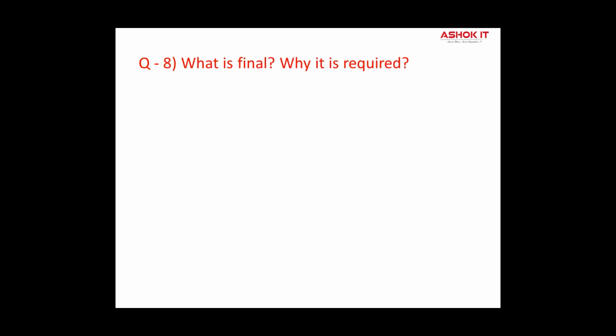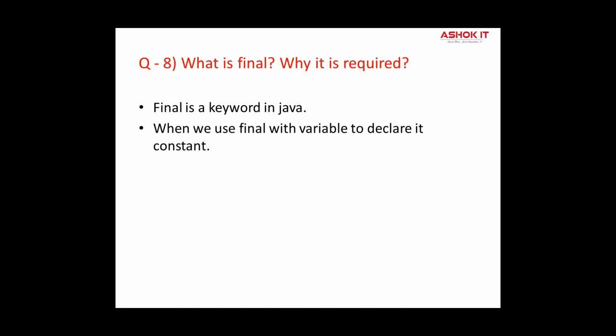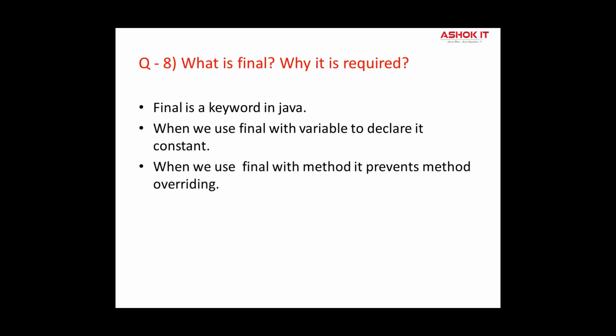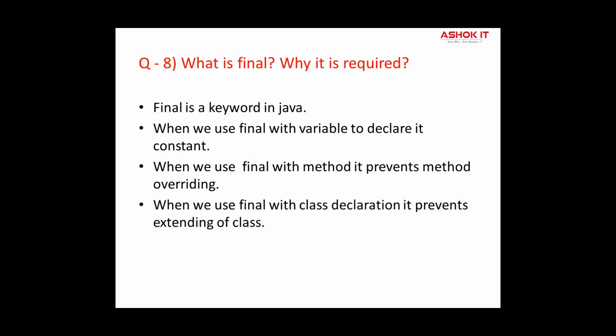Question number 8. What is final and why is it required? Final is a keyword. Final can be used with variables, methods and classes. When you use the final keyword with a variable, the final variable cannot be reinitialized with another value. When you use the final keyword with a method, the final method cannot be overridden. And when you use the final keyword with a class, the final class cannot be extended.